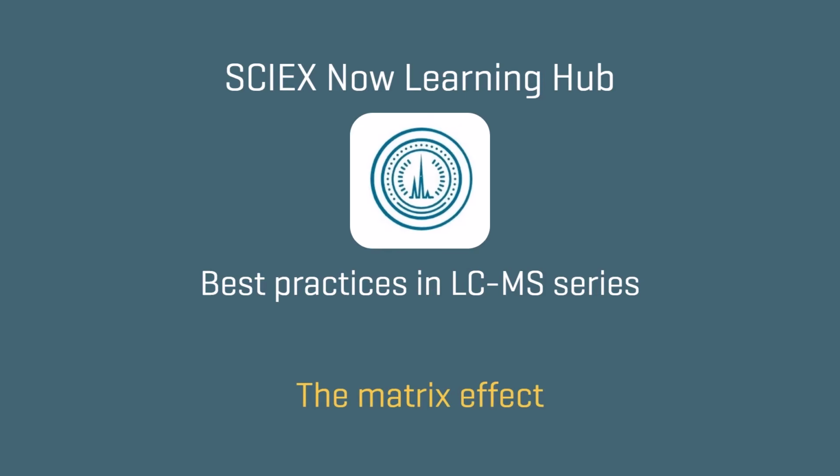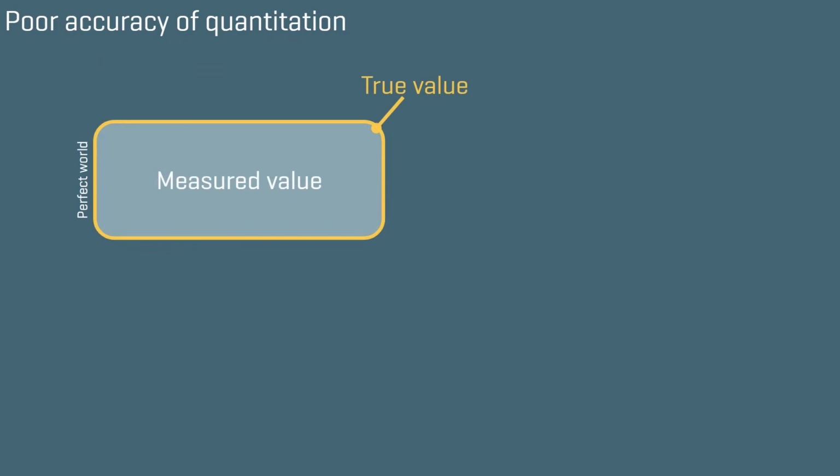In this episode, we'll discuss the matrix effect and why it can negatively influence quantitation by mass spectrometry. The perfect accuracy of a quantitation method is its ability to measure the true value for the amount of the target molecule in your sample.